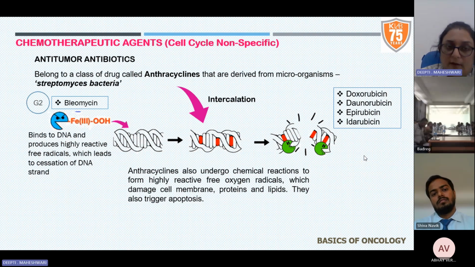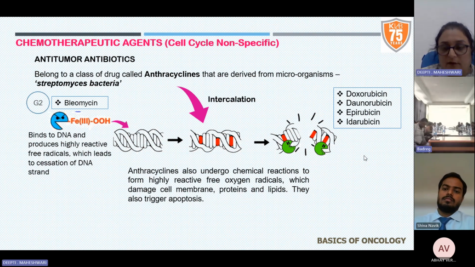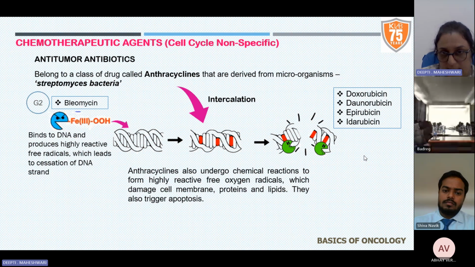In anti-tumor antibiotics also you have two classes. One set is bleomycin, and the others are doxorubicin, daunorubicin, epirubicin, and idarubicin. If you see any chemotherapeutic agent where the name is ending with CIN, then it is classified as an anti-tumor antibiotic. That is something that you have to remember. They were originally derived from a microorganism called Streptomyces bacteria, and they are also called anthracyclines.